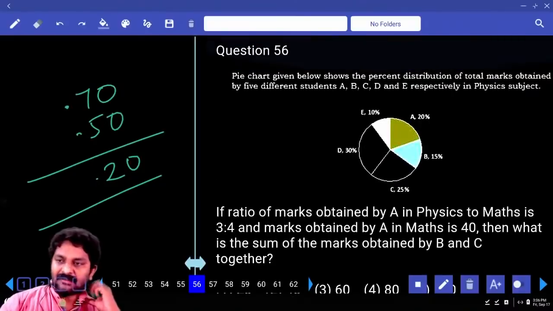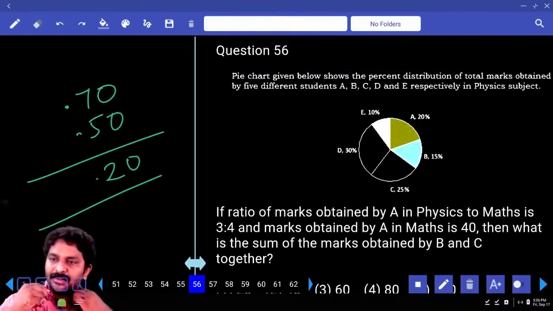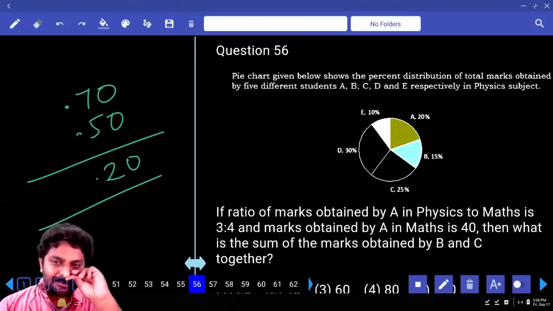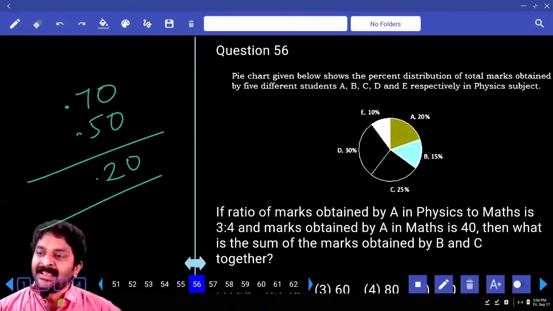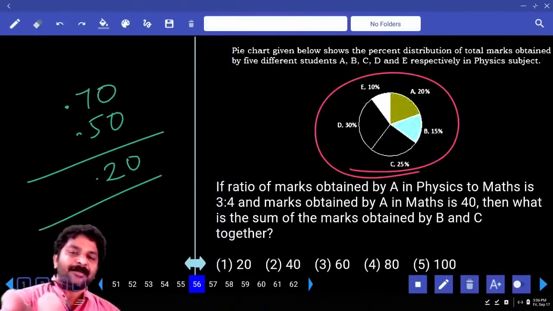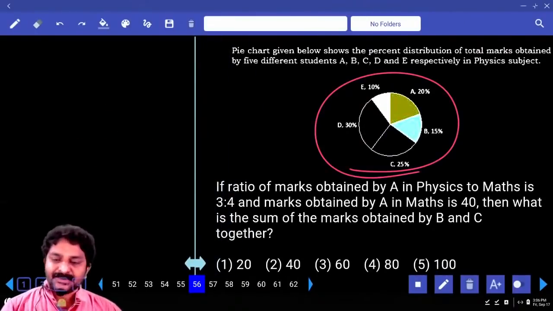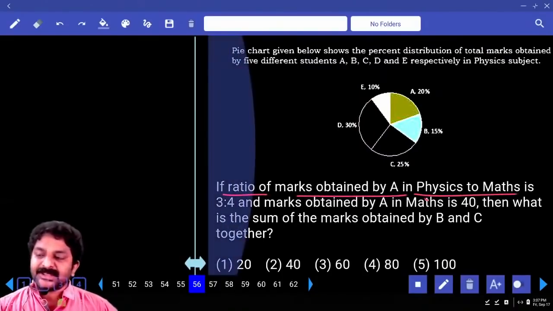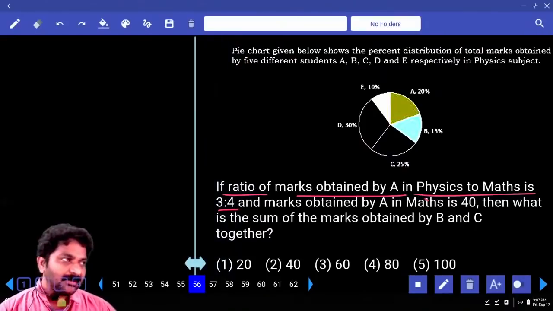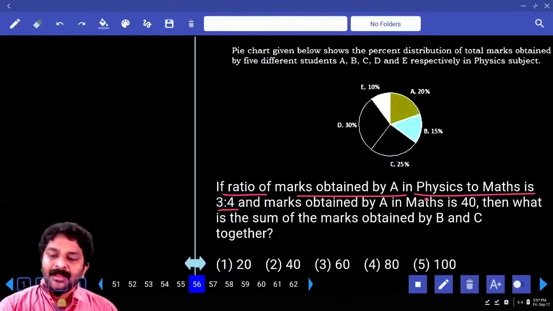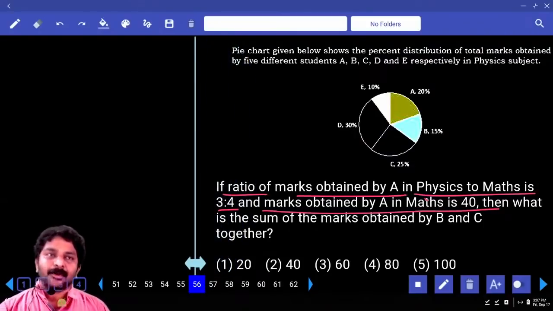So here again we have a pie chart. The pie chart shows the percentage distribution of total marks obtained by 5 different persons A, B, C, D, E respectively in the physics subject. So these are marks obtained by 5 people in only physics subject. If the ratio of marks obtained by A in physics to maths is 3:4, in physics 3 parts, maths 4 parts, marks obtained by A in maths is 440.